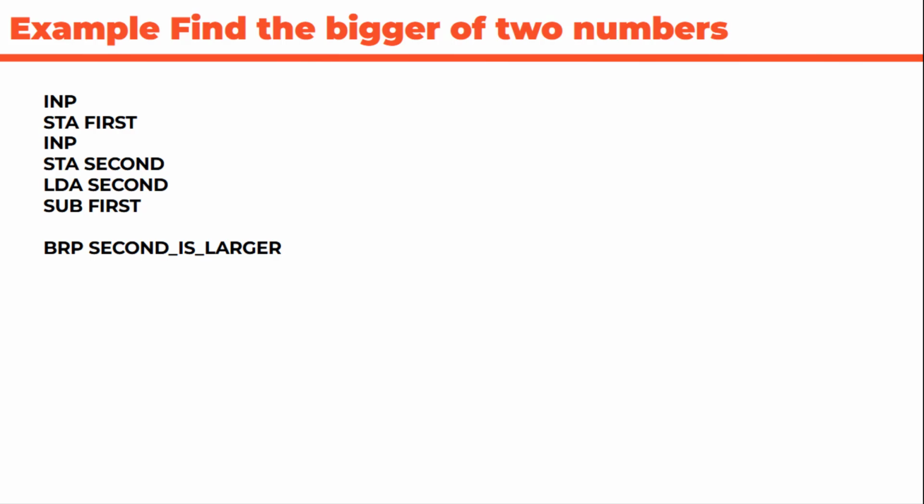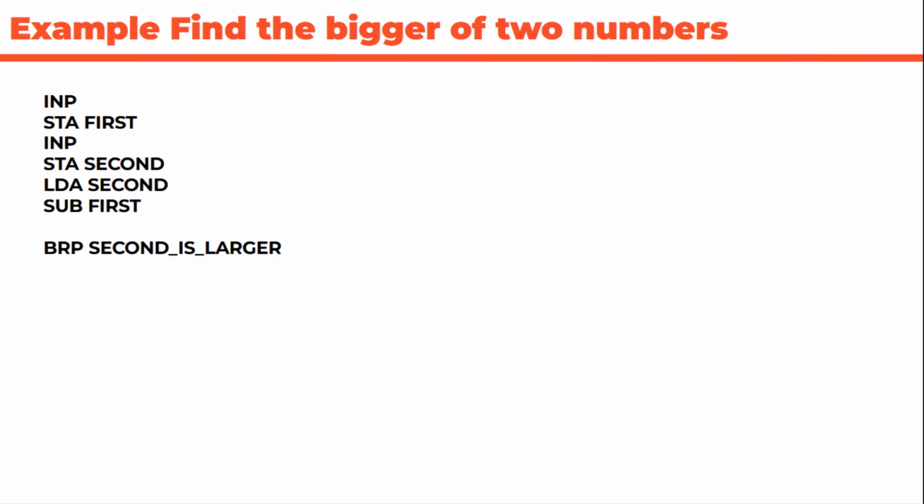And if it is positive or 0 here, then you're going to jump to second is larger. Now that's called a label, and that allows us to jump between different lines of assembly language instructions, because assembly runs in sequence, one line after another.